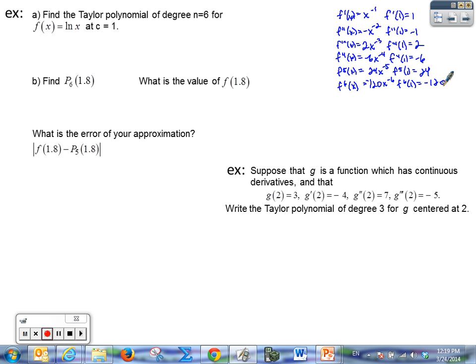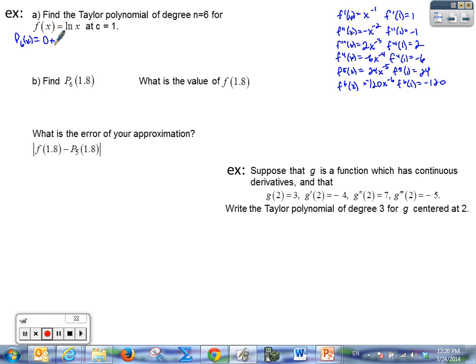All right, let's create our Taylor polynomial. This is going to be P6 of x, and I'm always putting the function value in first. So I take a 1 and plug it into my original function. Natural log of 1 is 0, and you don't have to write it. I'm just going to work through the formula so you can see where everything's coming from.